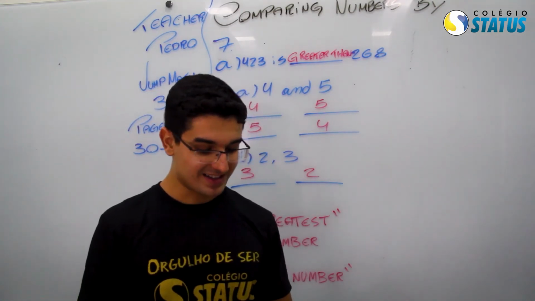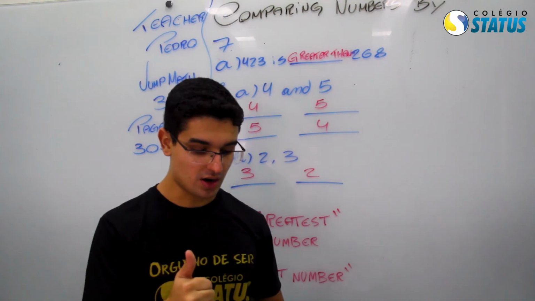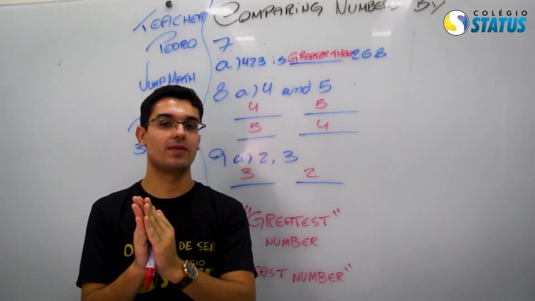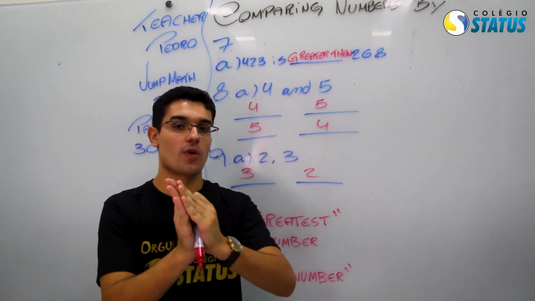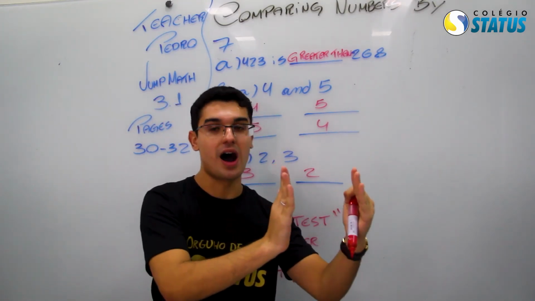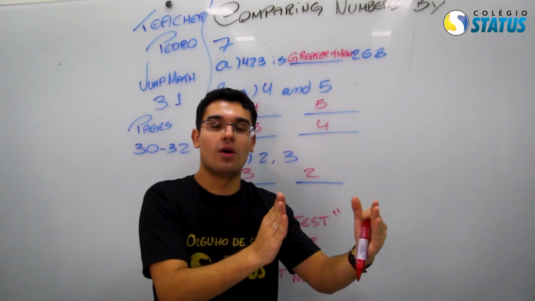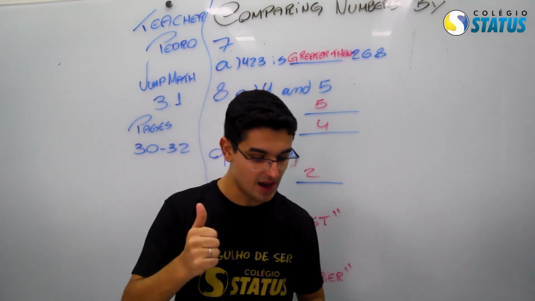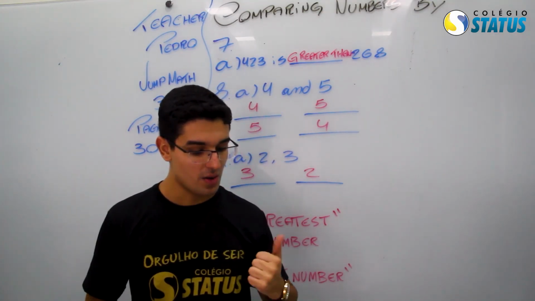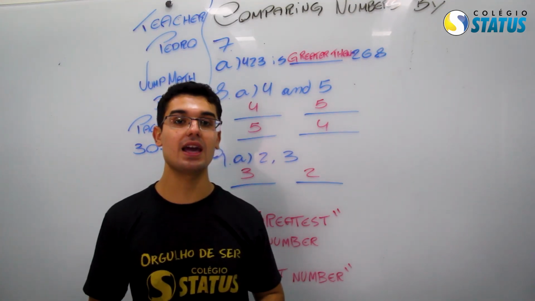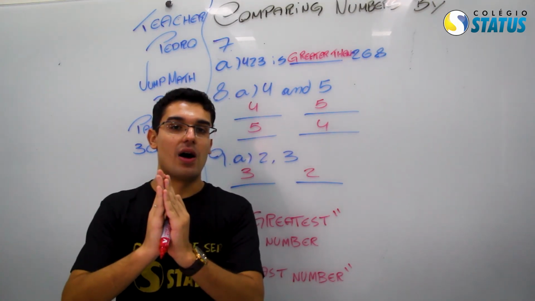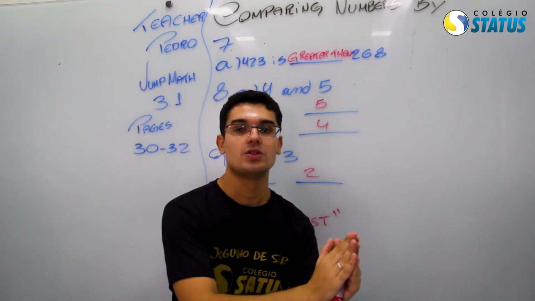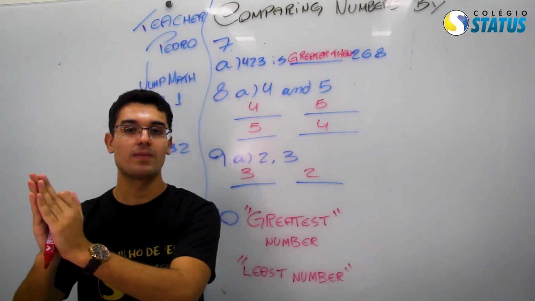E aí, pessoal, exercise 11. Write the numbers in order from smallest to greatest. No exercício 11 você vai escrever os números, write the numbers from smallest to greatest, do menor para o maior, ok? And exercise number 12, write the lengths of these ocean animals. Então você vai escrever a medida desses animais from the smallest to the greatest. Você vai escrever do menor para o maior.